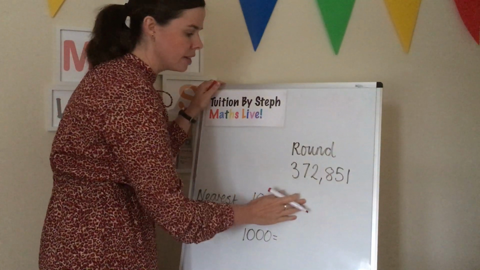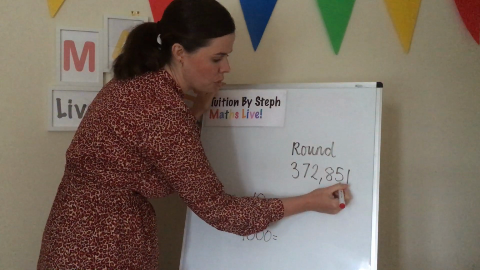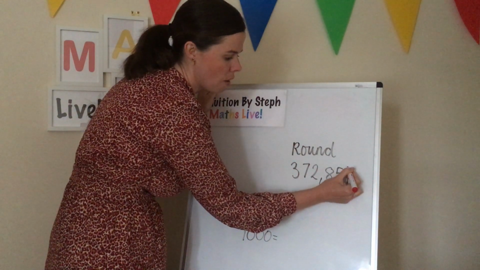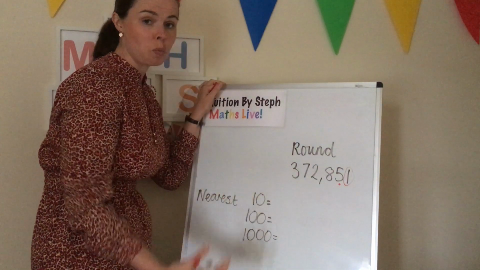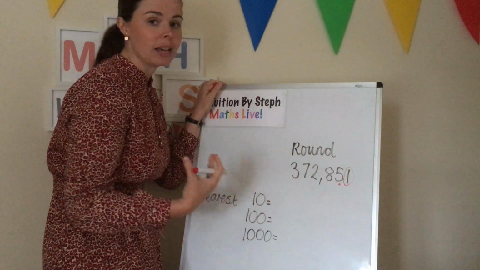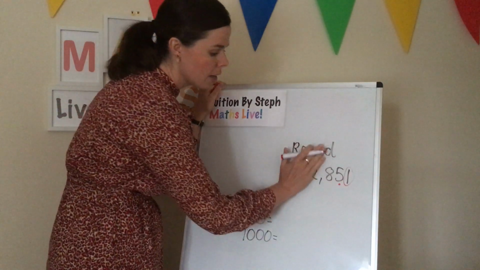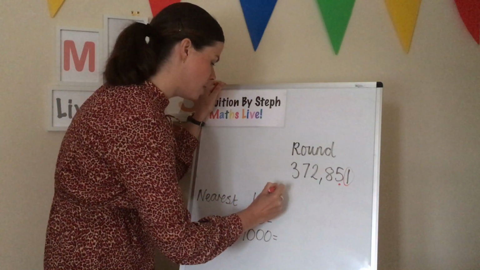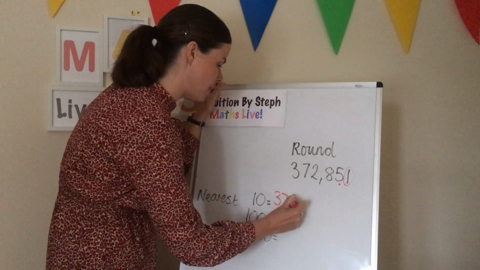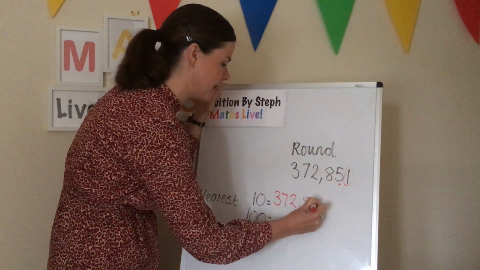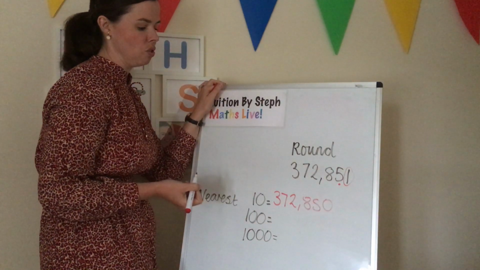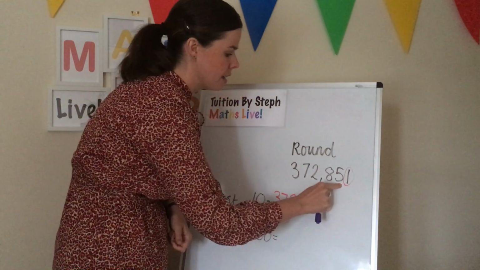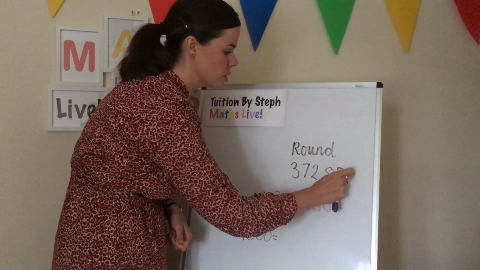So, to the nearest 10. To round to the nearest 10, first of all, we need to focus on the tens column. So here's the tens place value, and it's the digit to the right that tells us what to do. It is a 1, and if the digit is a 1, that tells us to round down, or to stick. So if you ignore the rest of the number, 51 to the nearest 10 is 50. So 372,851 to the nearest 10 is 372,850.